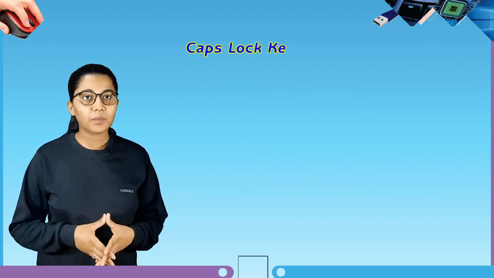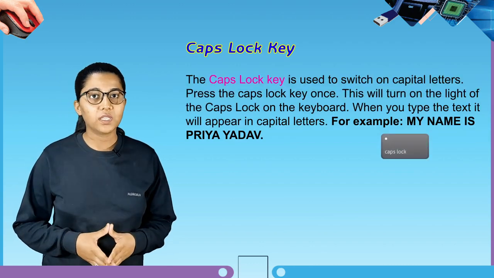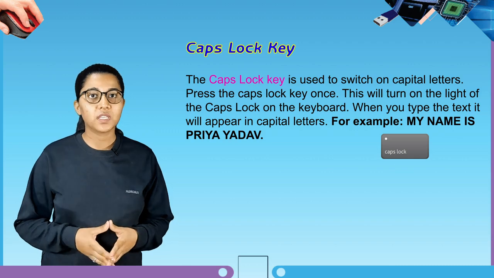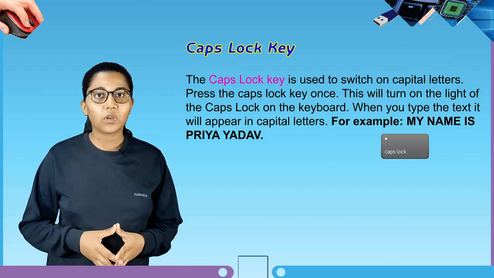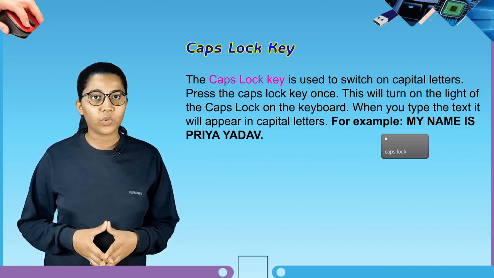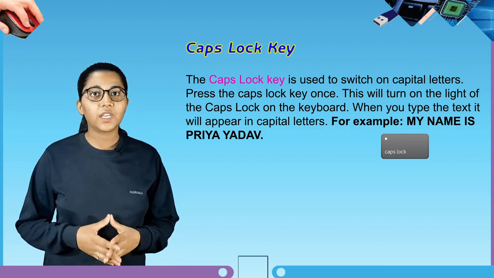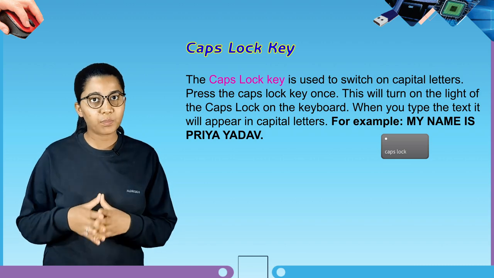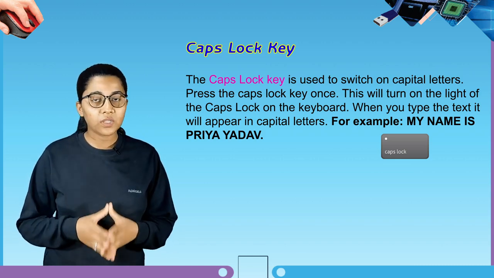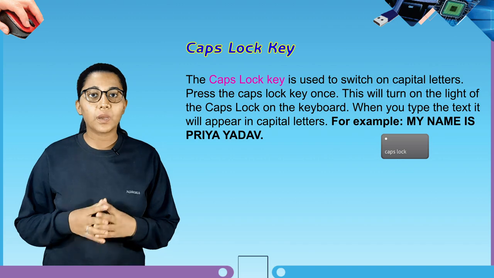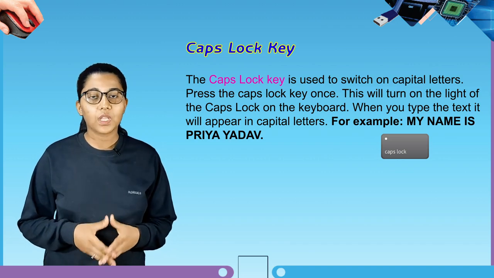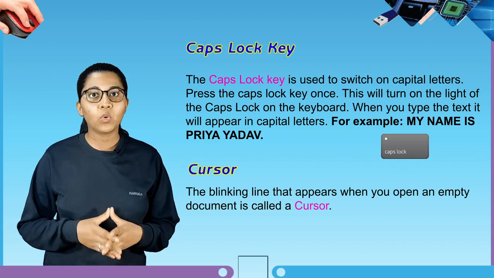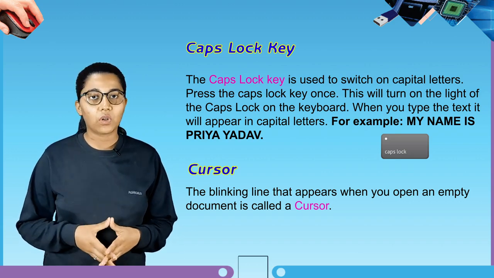Now we have the caps lock key. The caps lock key is used to switch on capital letters. Press the caps lock key once. This will turn on the light of the caps lock on the keyboard. When you type the text, it will appear in capital letters. For example, my name is Priya Yadav. If you turn on the caps lock, all the letters will appear in capital letters. Now we have the cursor. The blinking line that appears when you open an empty document is called the cursor.